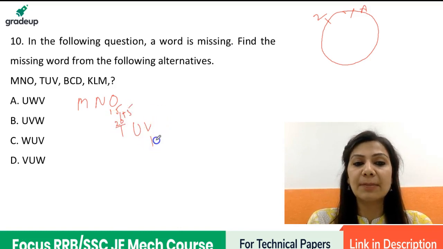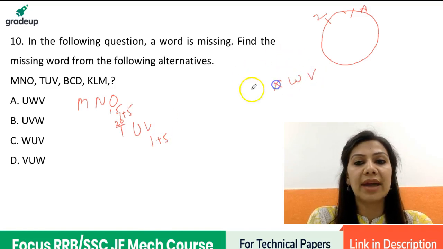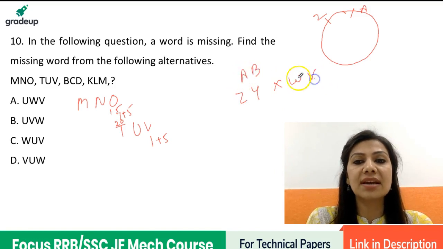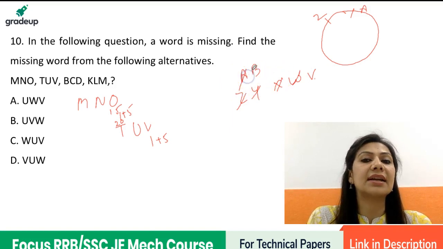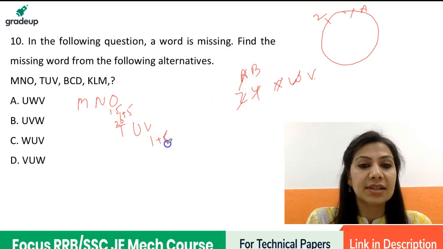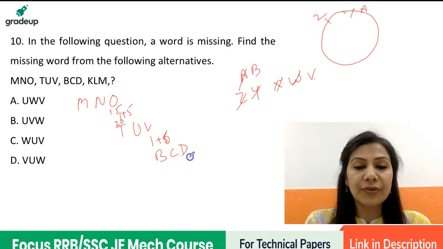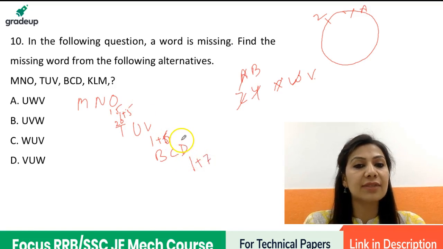Correct? V plus 5. So it is V, then W, X, Y, Z, and then A and B. So B is here 1, 2, 3, 4, 5. So after adding 5, you will get it. So you are adding 6 here. That is 6 addition. Then it is B, C, D. Correct? So from D, if you are adding 5 here, then 6 here, you will add 7 here. D's ranking is of course 4. So 4 plus 7 is 11.